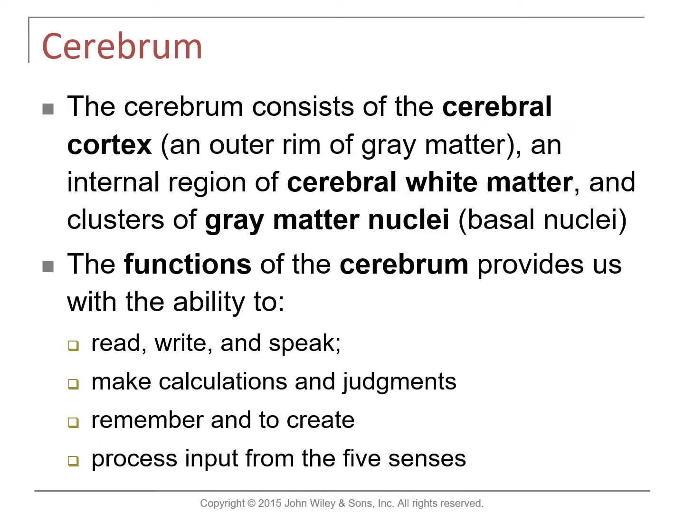Here we are at the cerebrum, the largest part of the human brain. The cerebrum is highly developed in humans and allows us to perform several functions such as reading, writing, and speaking, and other forms of communication, and the ability to interpret what others are communicating to us. The cerebrum is where we perform higher functions such as calculating, making judgments. Our behavior is regulated by the cerebrum.